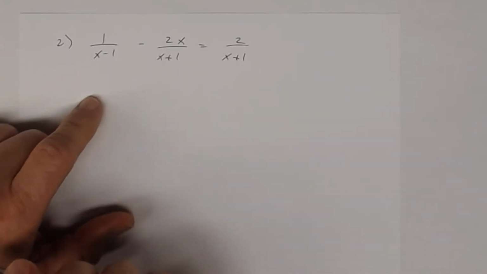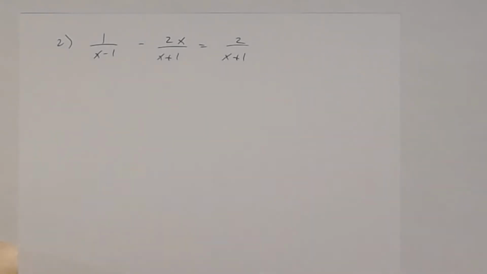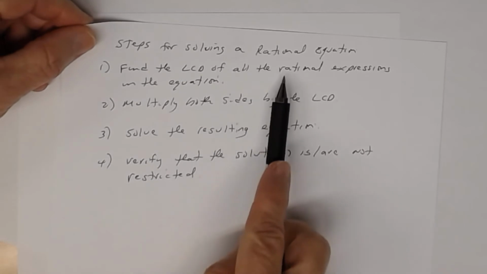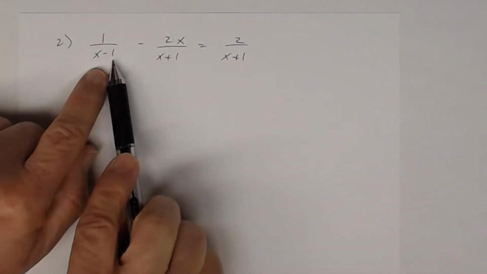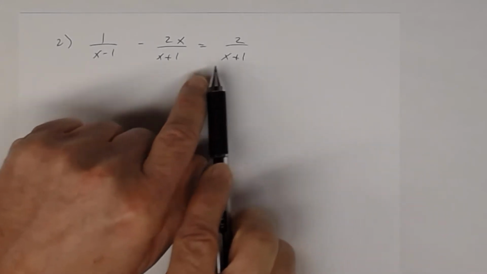So step 1, remember step 1 is to find the least common denominator. And so to find the least common denominator, first thing you have to do is make sure that those denominators are in factored form.